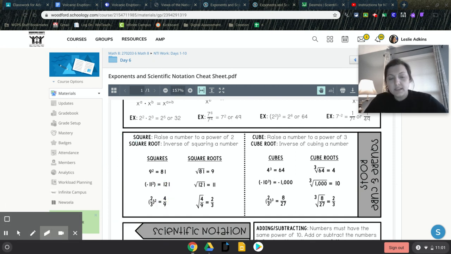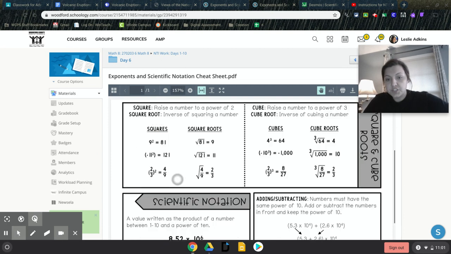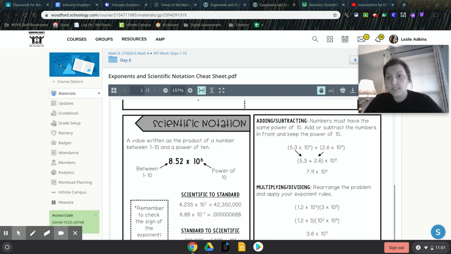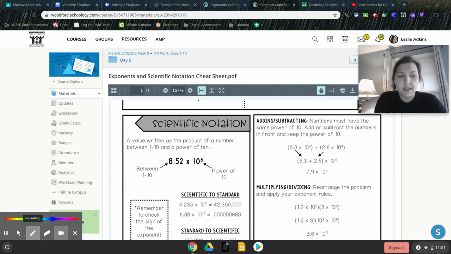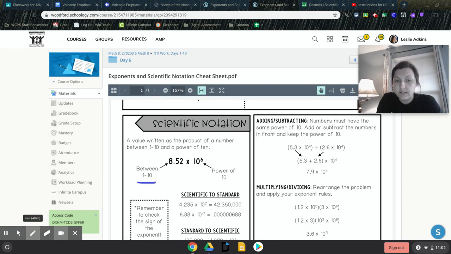The next thing on our review is scientific notation. So with scientific notation, remember that the number needs to be between 1 and 10, and then we raise it to a power of 10. So if I have this number here, let's try this one.